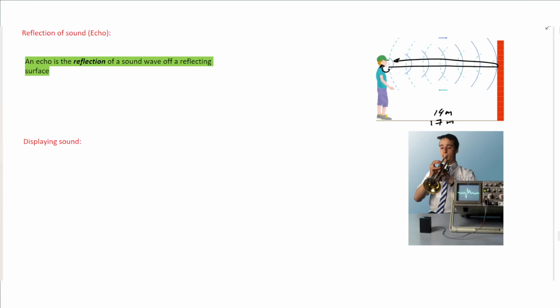If you want to display that sound, you need a microphone that is connected to something called a cathode ray oscilloscope that can draw the shape of the sound waves. It transfers the signal received by the microphone. The microphone changes the sound wave into an electrical wave, and the CRO draws it on a screen using light.